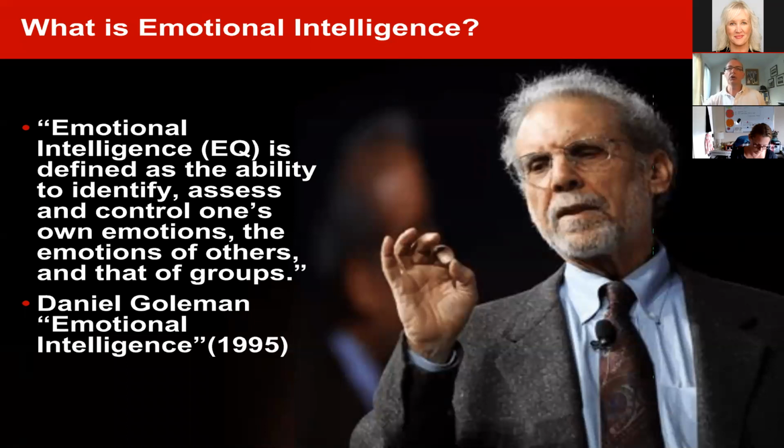So here is the guru. This is the guy that I follow, Daniel Goleman. Daniel Goleman says that emotional intelligence is defined as the ability to identify, assess, and control one's own emotions and the emotions of others and that of groups. So notice a real focus here on the terminology of emotions. And he's written a really good book, and it's actually called Emotional Intelligence. I would advocate, please do read that book.